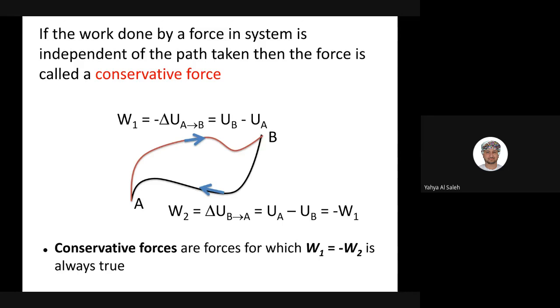Okay, so W1, I'm going from A to B. My change is UB minus UA, mgh for example. Then I come back from B to A, but along a different path, not the same path. My work will be exactly minus W1. So my net is going to be 0. Now, it's important to understand this is not true for all forces. This is only true for a specific subsection of forces, which we call conservative forces. Questions?